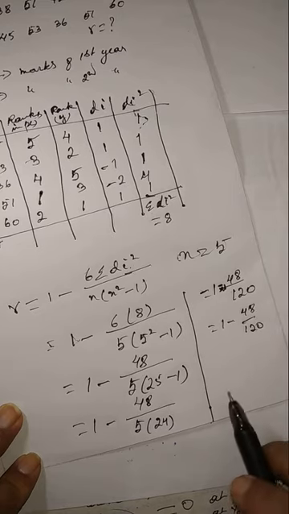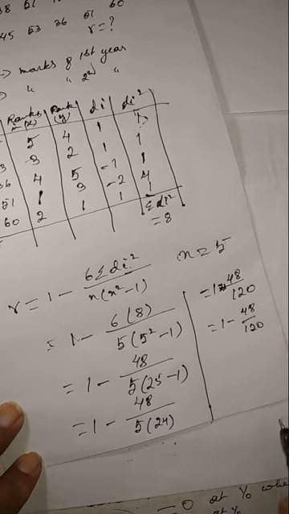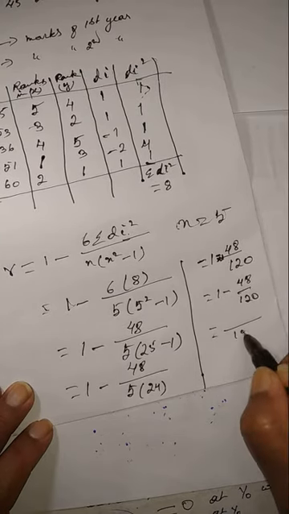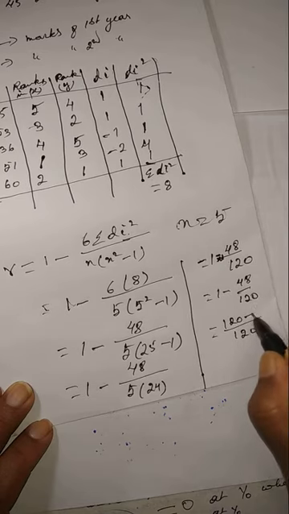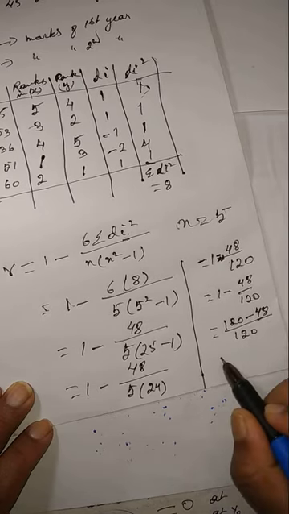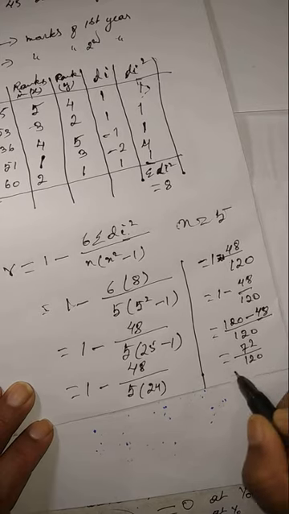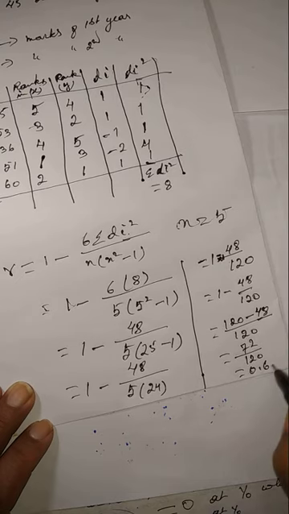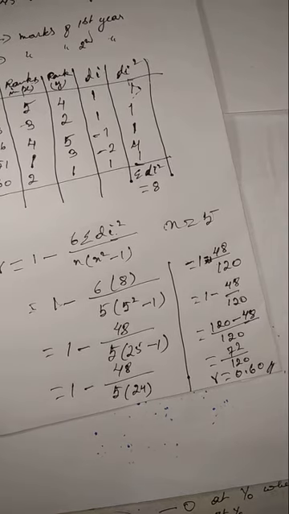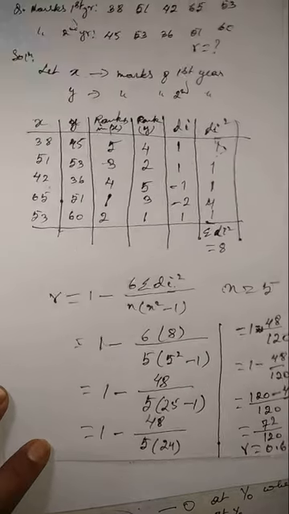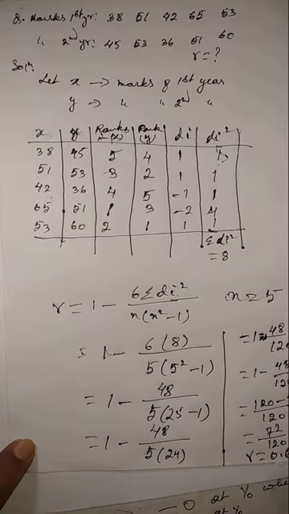Here also don't get confused: you can take the LCM, or divide 48 by 120 directly, but you'll get a decimal. I'll take the LCM, which is the easiest, so we get 72 by 120, which is equal to 0.60. So our coefficient of correlation is 0.60.